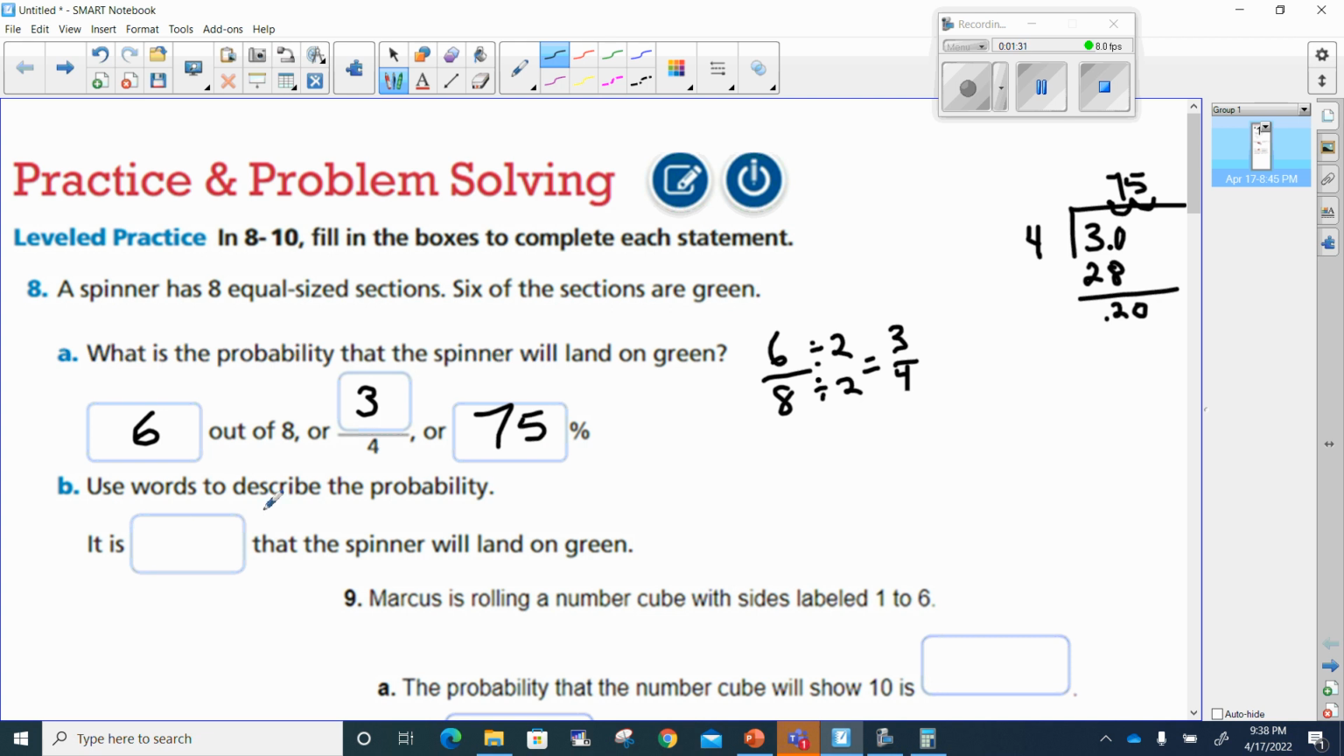Use words to describe the probability. Well, 75% is pretty likely. So I'm going to go with it is likely that the spinner will land on green.